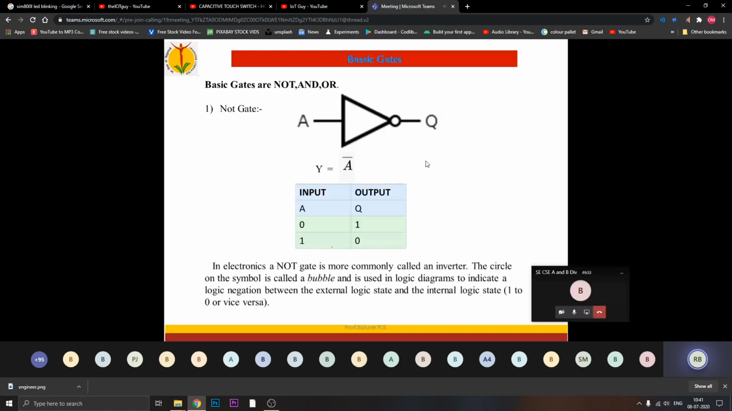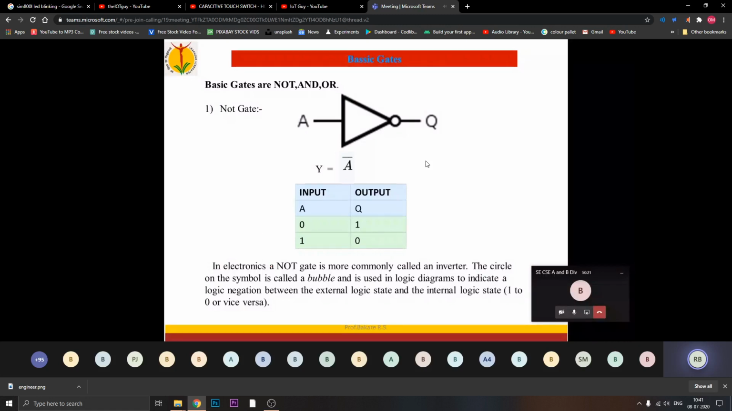Then we check the truth table. The truth table shows all possible input combinations and, for each combination, what the output is. That table is called the truth table. So this is the sequence for any gate: first we look at its symbol, then its Boolean equation, then its truth table. Friends, first we check the NOT gate.